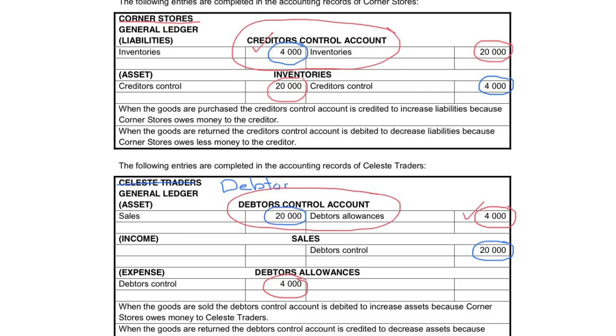So when we do the reconciliation statement, it means that we have to think out of two points of view. If you do the creditors ledger, you are recording it in the books of Corner Stores, and you will treat it as you would do entries in a creditors account. When you do the creditors reconciliation statement, you want to show the entries that Celeste Traders will do in the future, and they will do it out of the point of view of a debtors control. So the entries will always be on the opposite side.